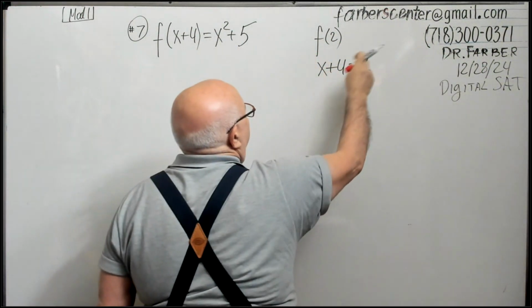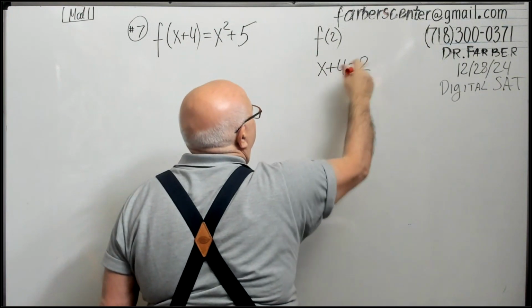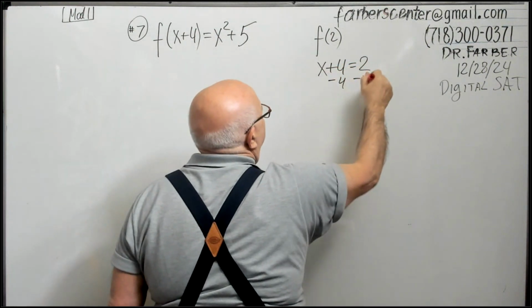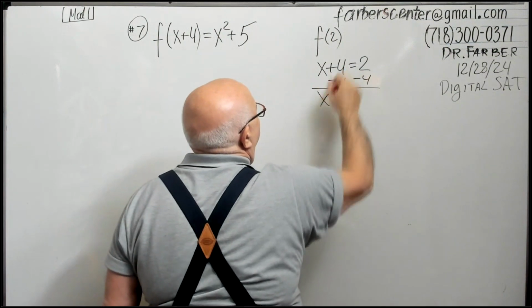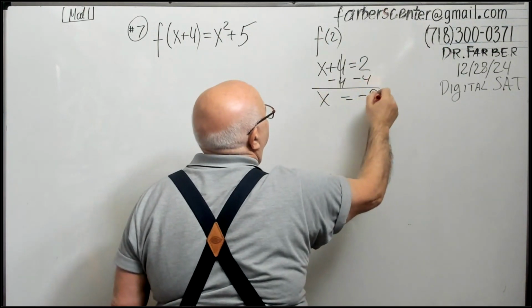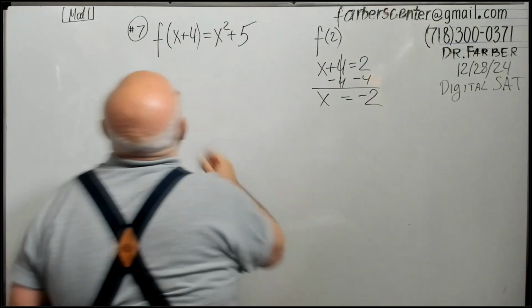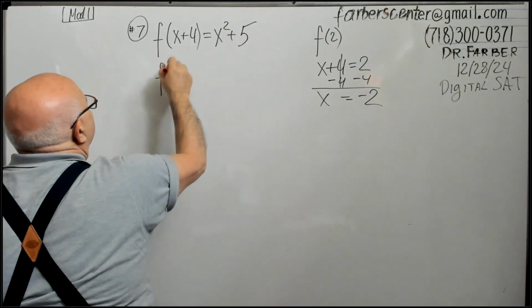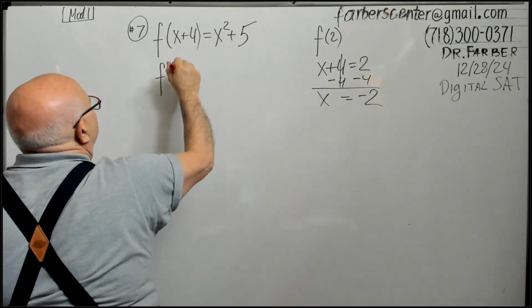So x plus 4 equals 2. Minus 4 and minus 4. The 4s cancel out, and x equals negative 2. So f of x equals negative 2 plus 4.